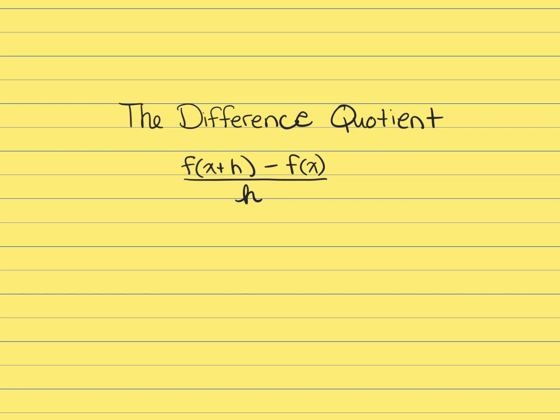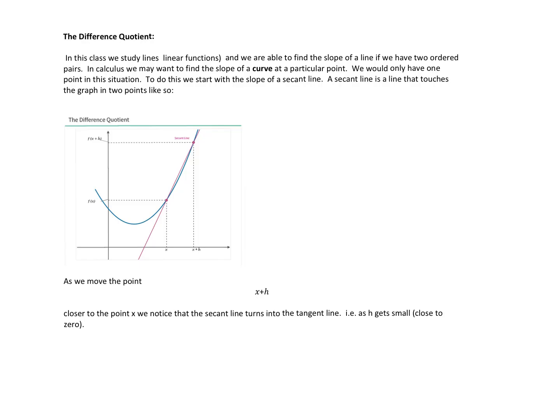In this video, we'll discuss the difference quotient and its applications in calculus. In college algebra and in pre-calculus, we talk about lines or linear functions, and we're able to find the slope of the line if we have two ordered pairs. In calculus, we might want to find the slope of a curve at a particular point, and in this case, we'd only have one point.